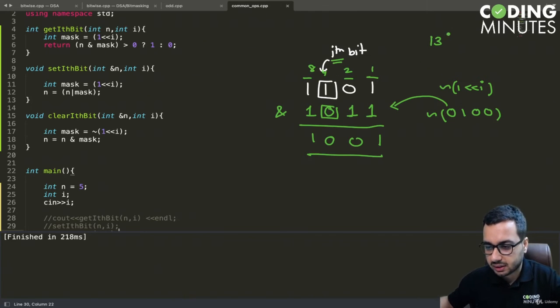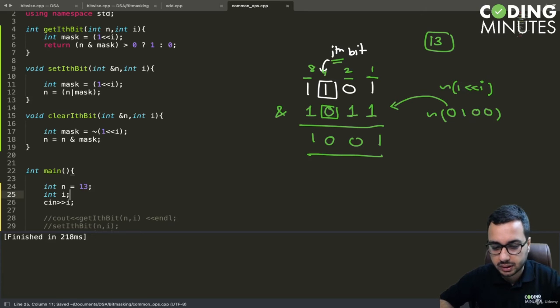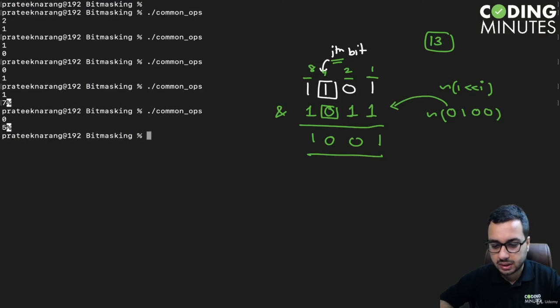Let us clear the bit. This number is what, 1 2 4 8, this number is 13. So if I say, let's say, n is 13 and I want to clear the second bit, I should get a number which is 9. Yes. So let's see.